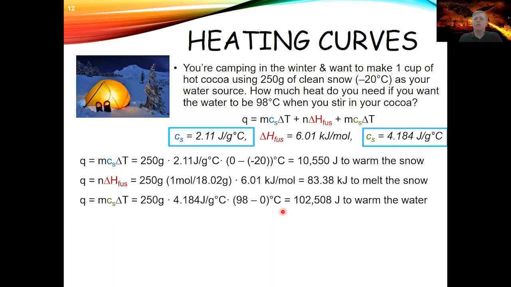It's not a liquid below 0 degrees Celsius. And yes, it's technically a liquid up to 100 degrees Celsius, but we're only going up to 98 degrees in this problem. So I can then take all of these heats and add them together. I've got about 10 kilojoules from heating the solid, about 84 kilojoules from that phase transition, and then about 102 kilojoules for heating the liquid. So in total, this is going to take 196 kilojoules of energy.